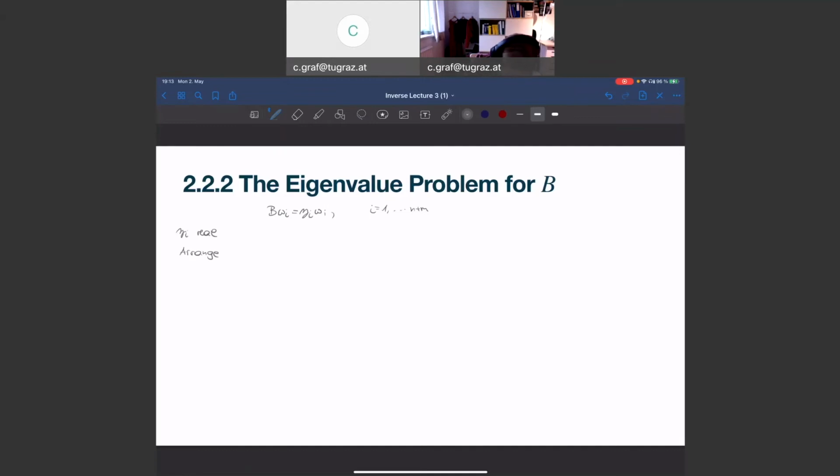And now we arrange the eigenvectors of B a bit. We say that omega should contain omega 1 up to omega n plus m. And please note, also from the previous slide, that since the eigenvectors are orthogonal, omega transposed times omega is the same as omega times omega transposed, which is the identity matrix.